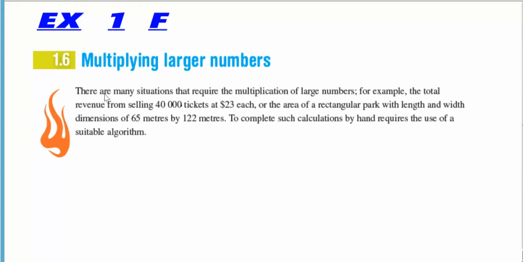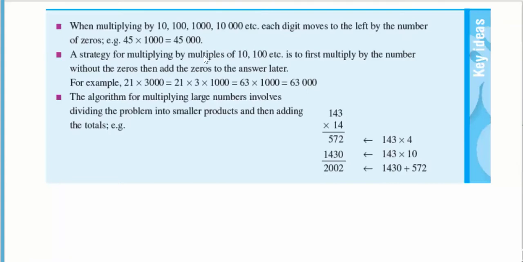A few little housekeeping things. There are many situations that require the multiplication of large numbers. For example, the total revenue for selling 40,000 tickets at $23 each, or the area of a rectangular park with length and width dimensions 65 by 122 metres. So we need to use a suitable algorithm process to solve these problems that involve much larger numbers.